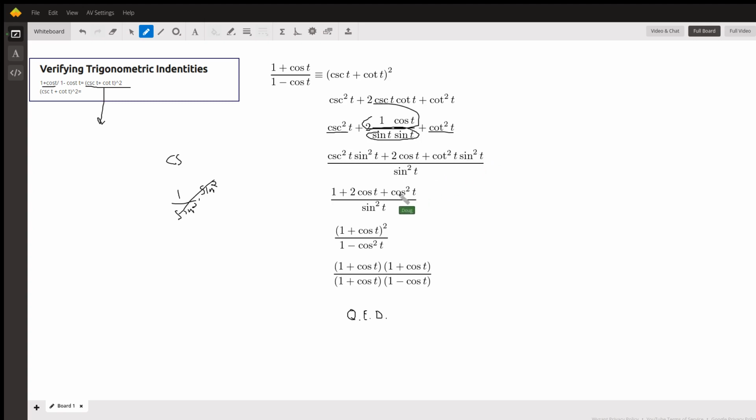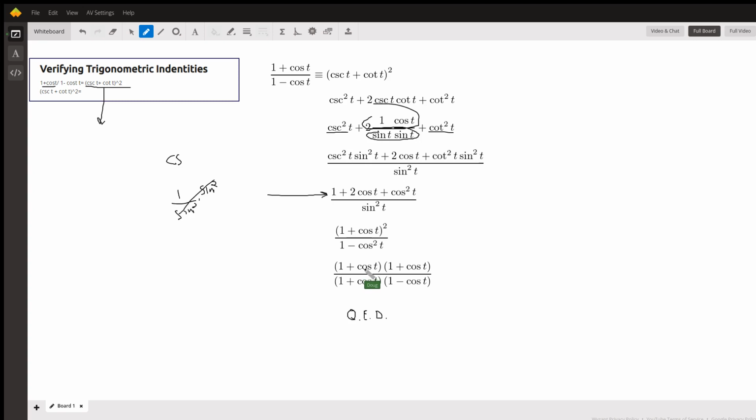Sine squareds cancel out. And now this is a perfect square trinomial in the numerator. It can be written as a binomial squared. And there it is. Sine squared, we're going to finally use another trigonometric identity, a Pythagorean identity. Sine squared is equivalent to 1 minus cosine squared, which is a difference of squares.